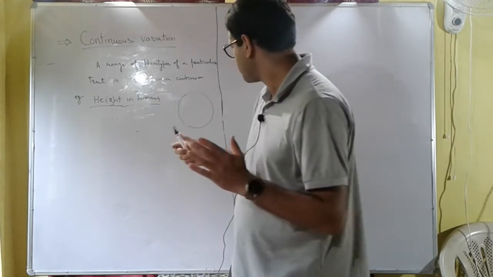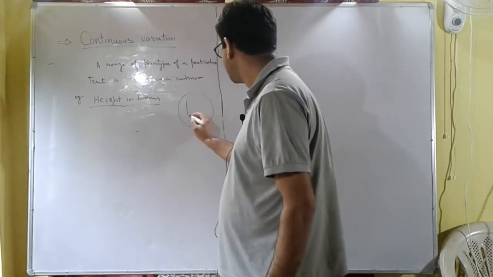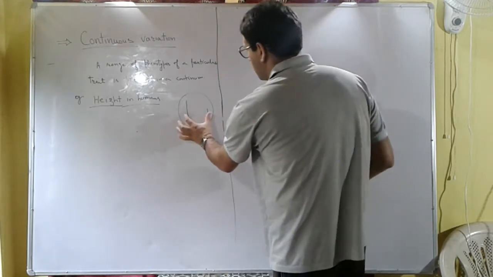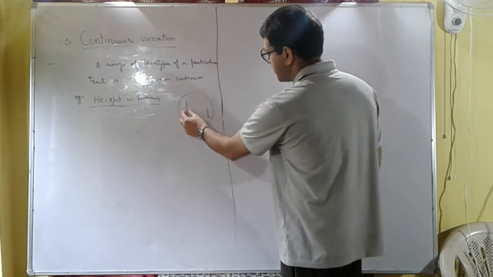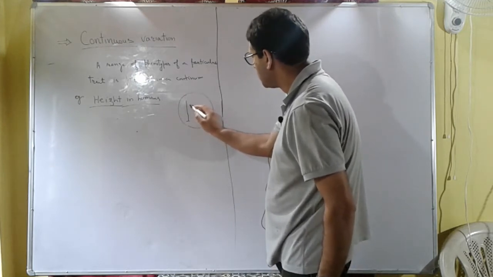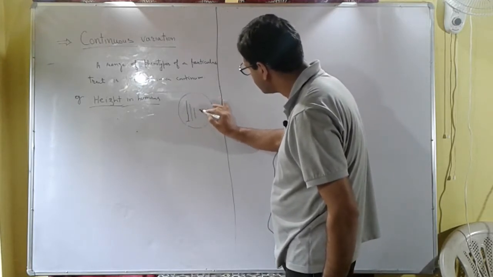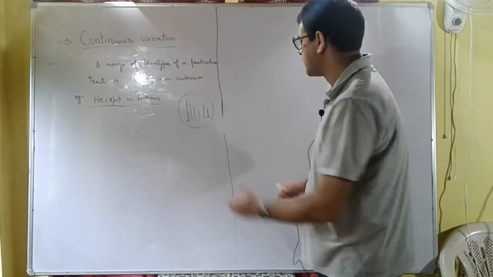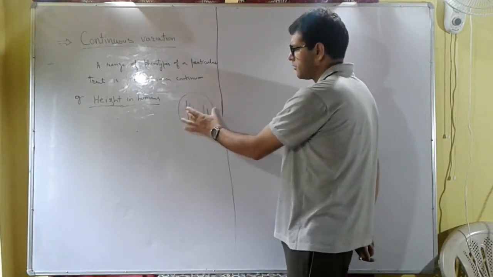So for example, we have a population, and we will take the example of human height. This is the tallest person, this is the shortest person. So continuous variation means that there is a range of phenotypes of a particular trait in a population. Between the tallest and the smallest person, the other heights are also possible. Some individuals would be of this height, some of this height, some of this height. So in continuous variation we see a range of phenotypes of a particular trait in a population.